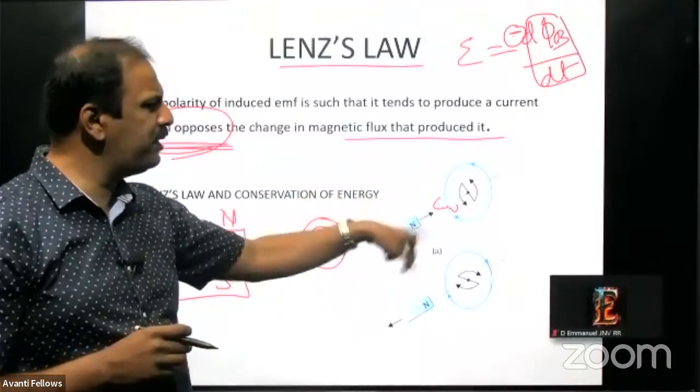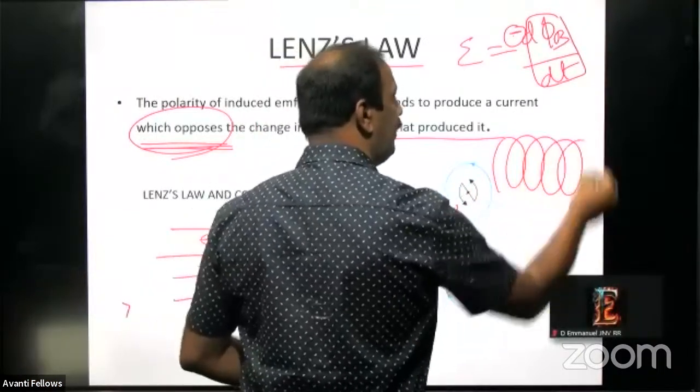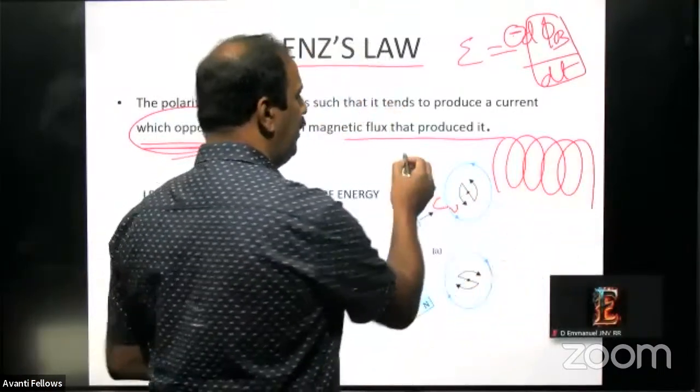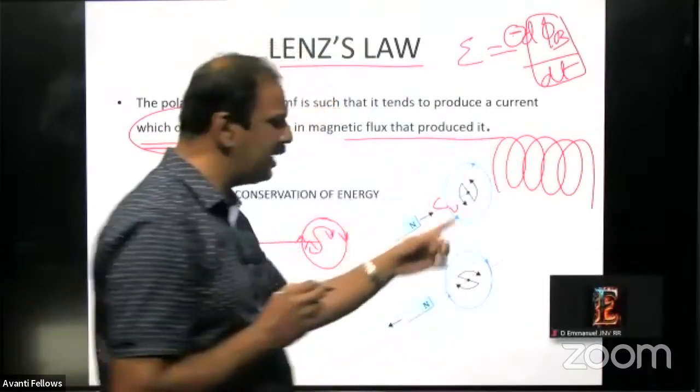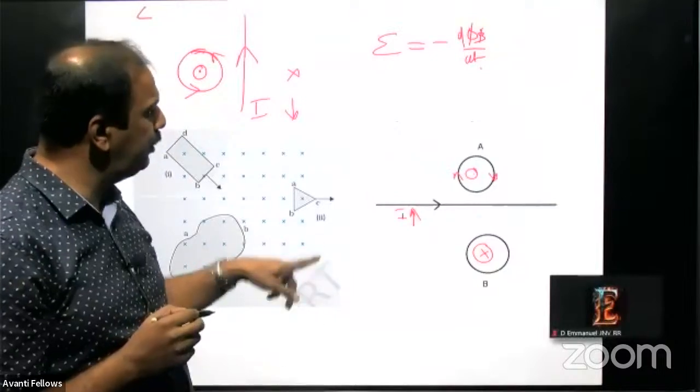This is not just for this single loop. In the case of a solenoid also, it can come. The solenoid is like this, and if you push something from here, then also the same situation you have to use. So this type you should do. After that, you should do this one.